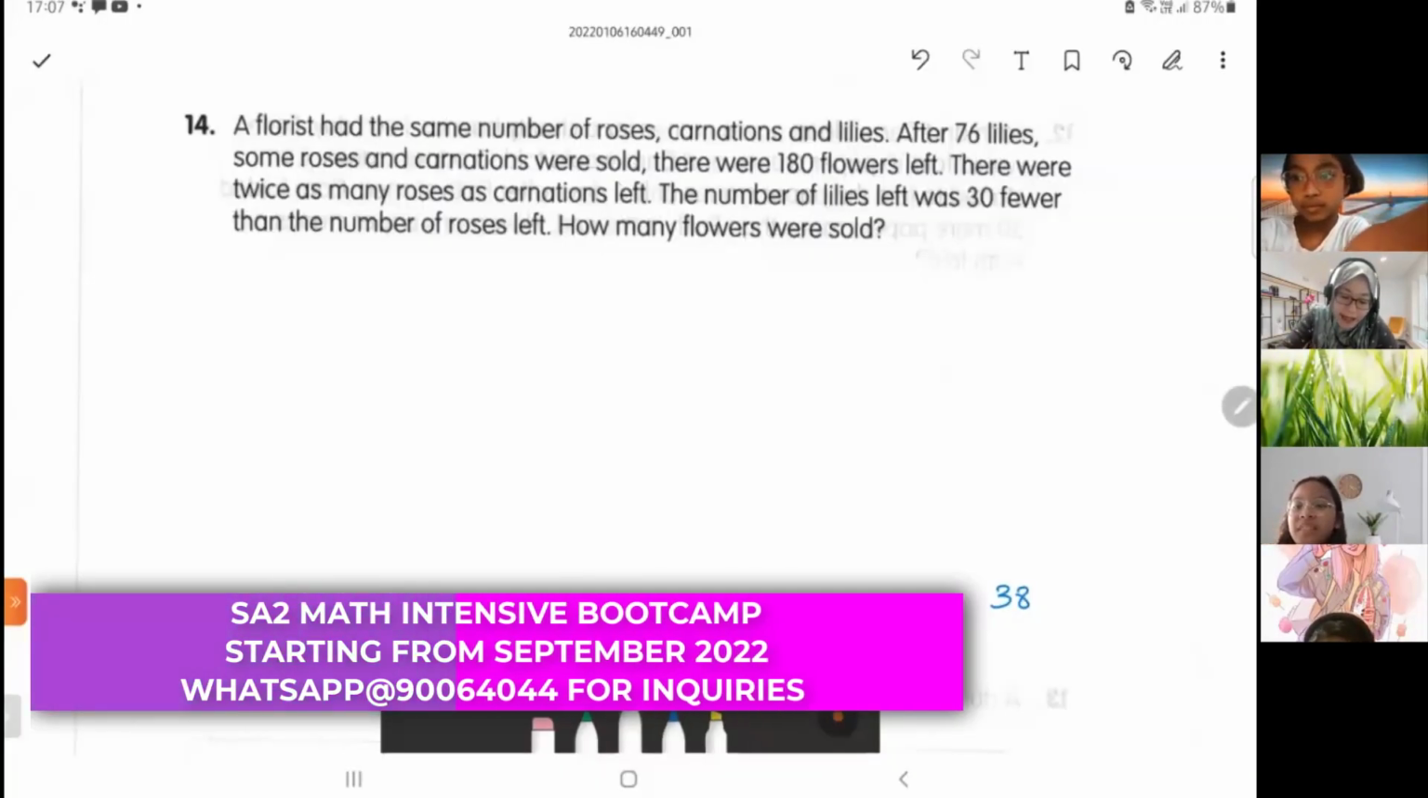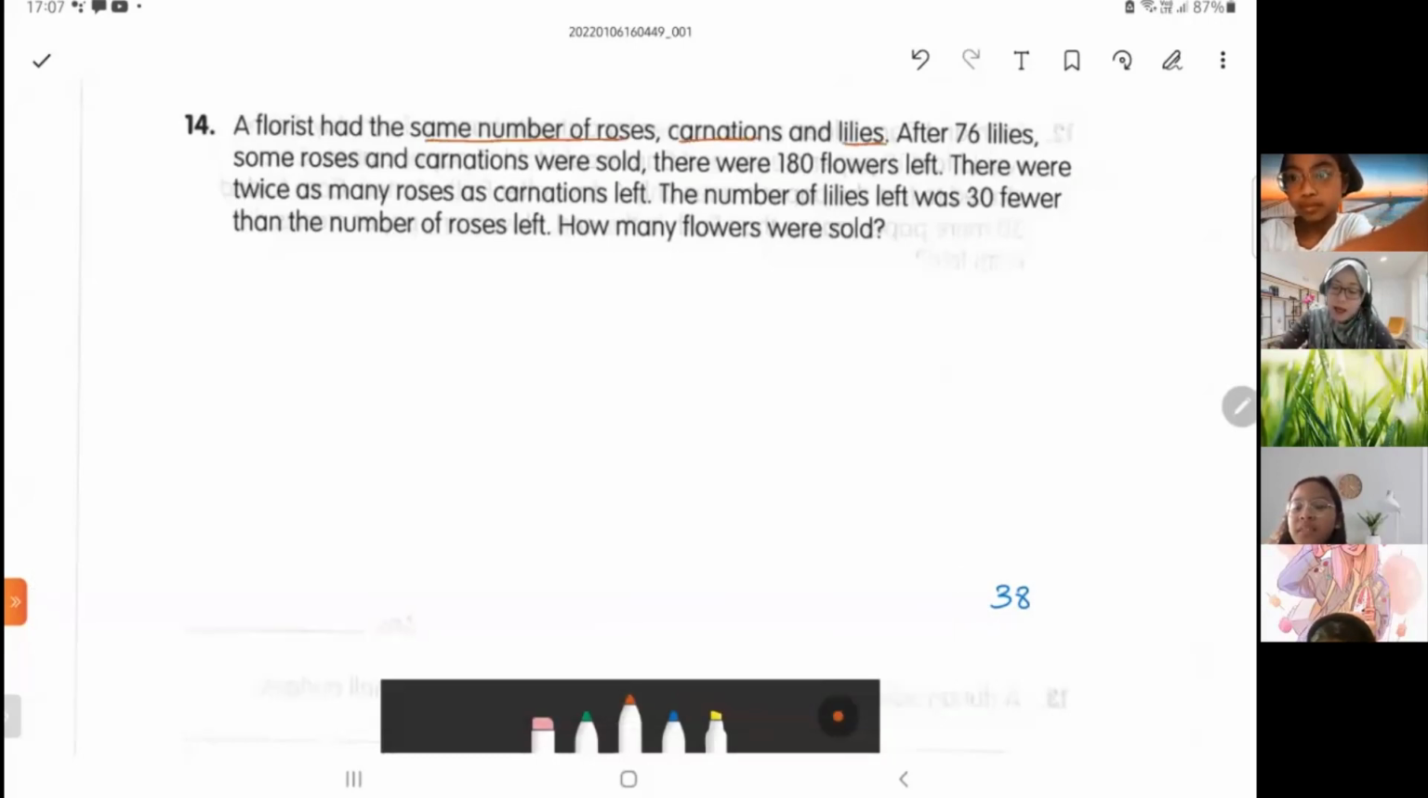A florist had the same number of roses, carnations, and lilies. After 76 lilies, some roses and carnations were sold. Okay, the lilies, they told you 76 were sold. But the roses and the carnations, they did not tell you how many were sold. Okay, there were a total of 180 flowers left.